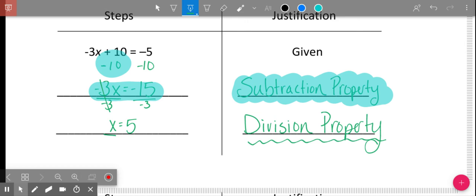All right, so we're going to stop there today. I feel like we've done enough of these problems. So we're going to stop there today, and then you can move on to your assignment.